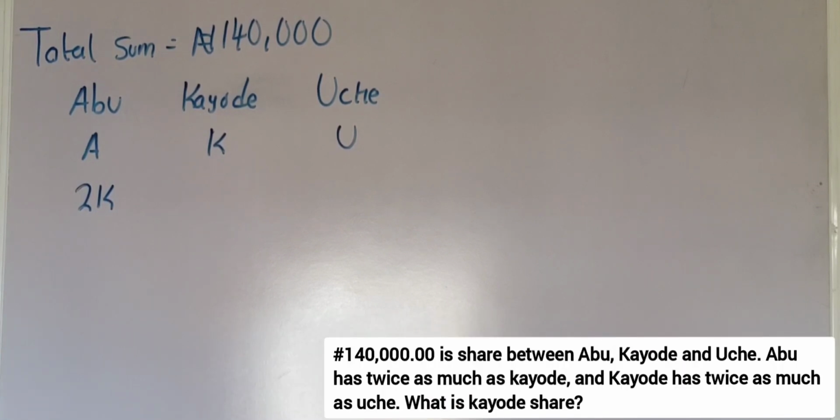Now, the question I consider said Kayode has twice as much as Uche. That means that Kayode's share is 2 times the share of Uche. So I'm going to have 2u.